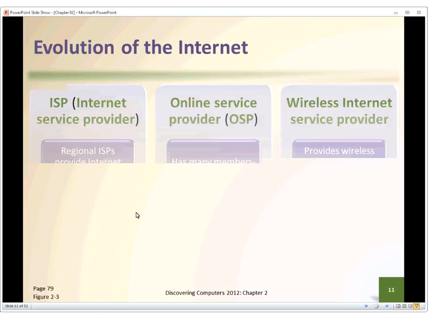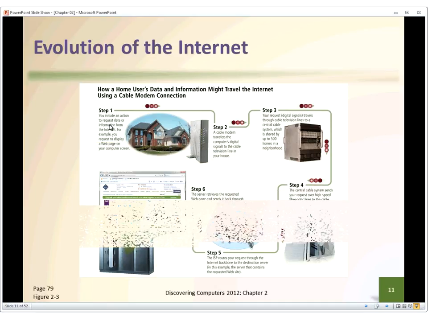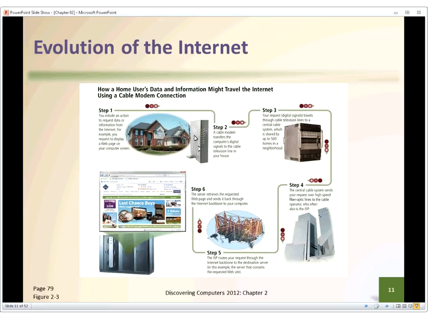So the authors put together a nice little flow chart on how a home user's data information might travel the internet using a cable modem. So here is your Xfinity Comcast cable modem. That's your first step. This cable modem is probably connected to a little wireless router that you might have, like a Linksys or Netgear at home, so that you can connect multiple computers, either wired or wirelessly, to the cable modem. Cable modem transfers the computer's digital signals to the coax cable that runs inside the house and out through the street and down the road to the central cable system shared by, could be 500 different homes in your neighborhood or more.